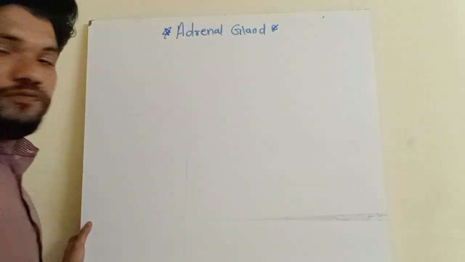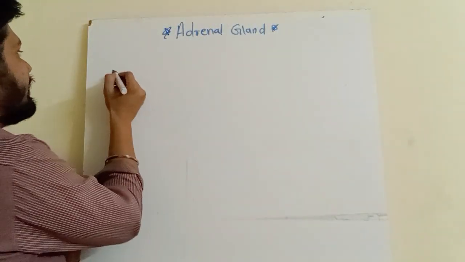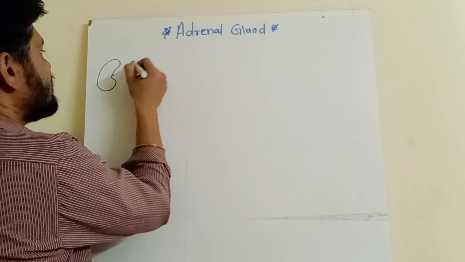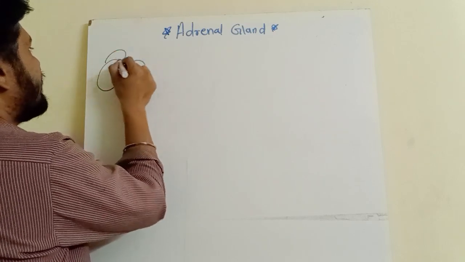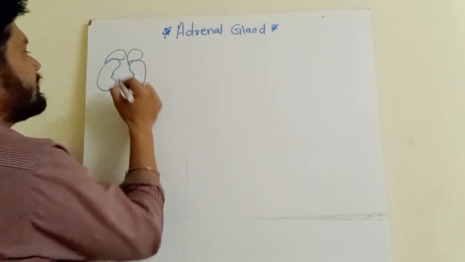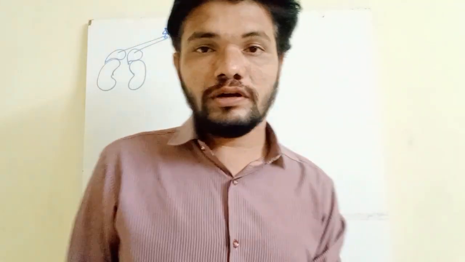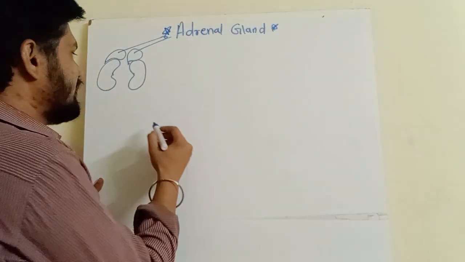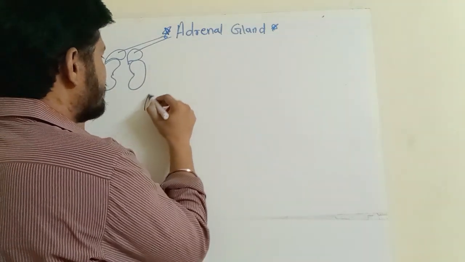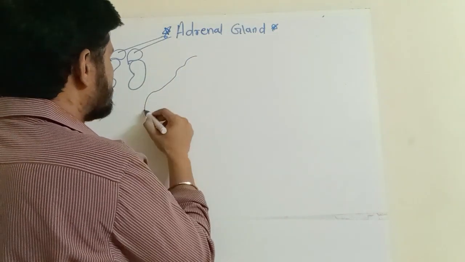Basically, if we talk about the location of the adrenal gland, it is present on the anterior portion of your kidneys. Suppose these are your kidneys. The adrenal gland will be placed like this. So there are two adrenal glands, one present on each of your kidneys. If we talk about the shape of the adrenal gland, they look kind of like this.